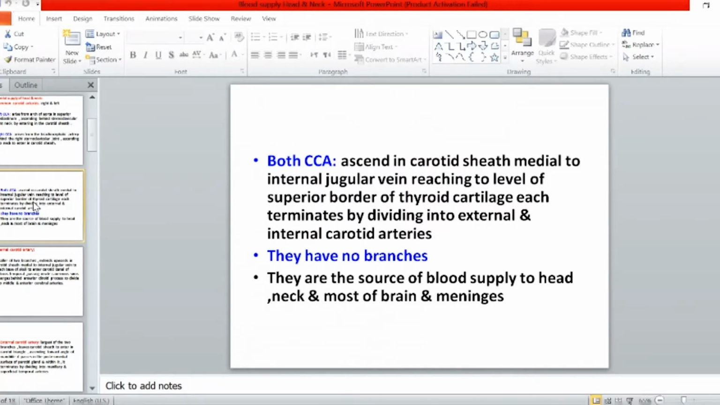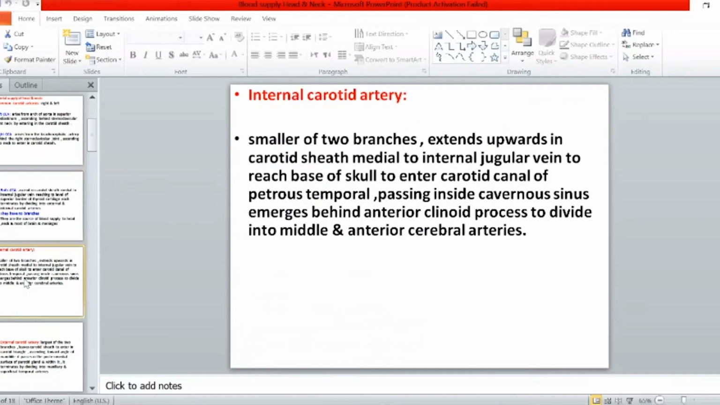These are, as I said, the source of blood supply to head and neck, most of the brain and meninges. The internal carotid, the smaller of the two branches, extends upward in the carotid sheath, medial to the internal jugular vein, to reach the base of the skull and enter the carotid canal of the petrous temporal bone, passing inside the cavernous sinus, and then emerges behind the anterior clinoid process to divide into the middle and anterior cerebral arteries.